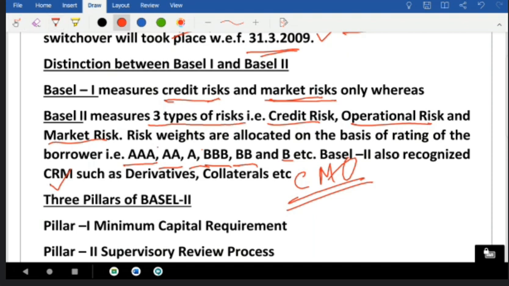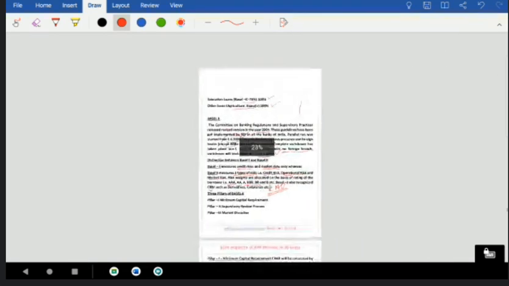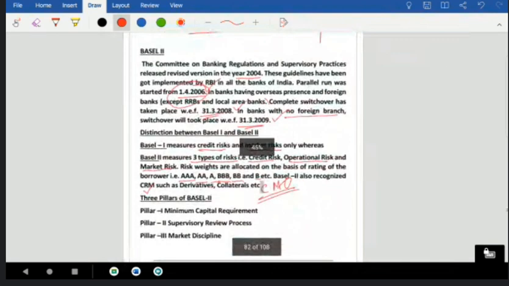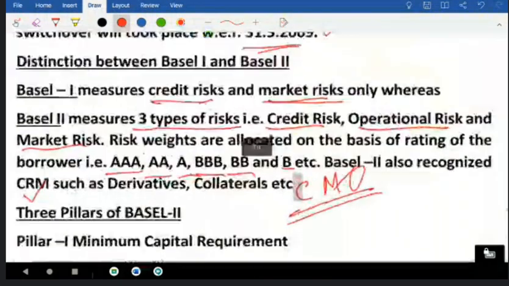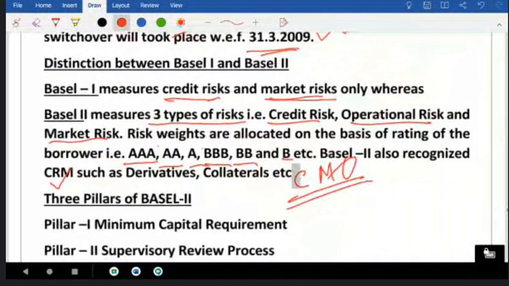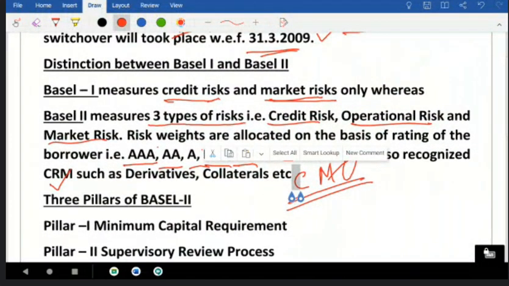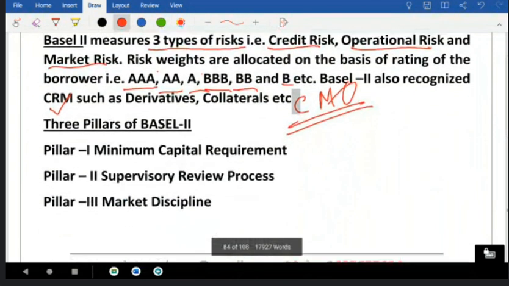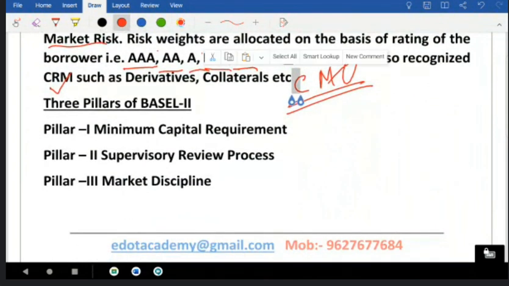Now, three pillars were also introduced in Basel 2. So what are these? This question is very, very important, can be asked. Some of the people confuse that three pillars were introduced in Basel 3. Not Basel 3, Basel 2.